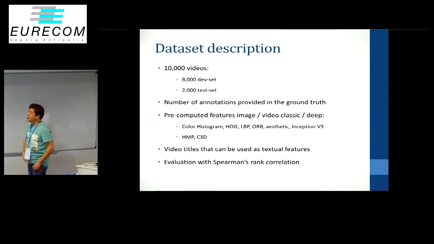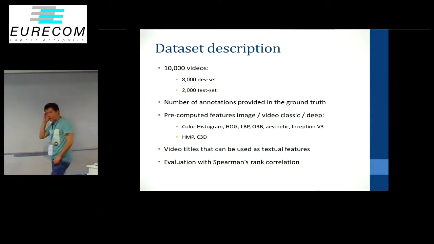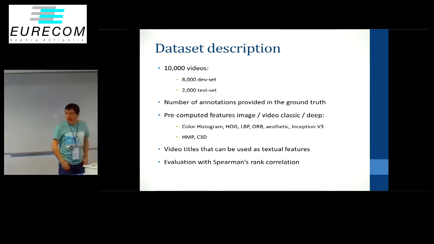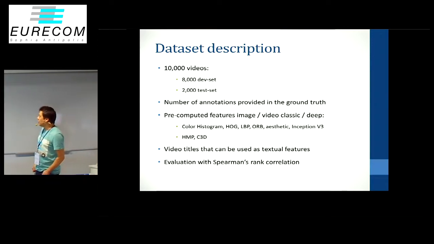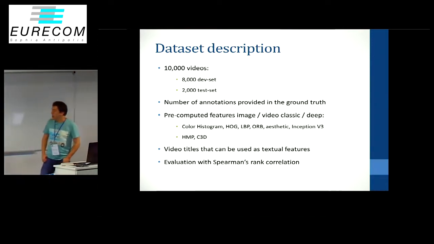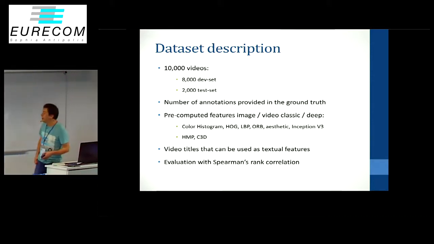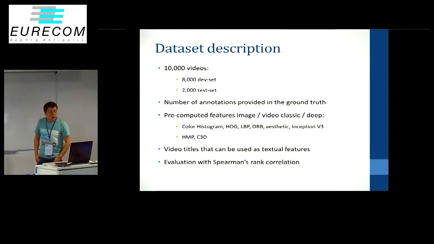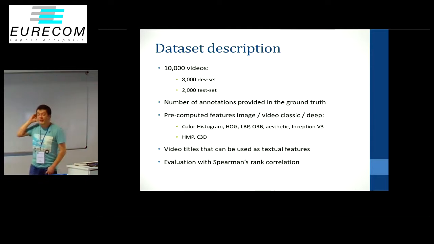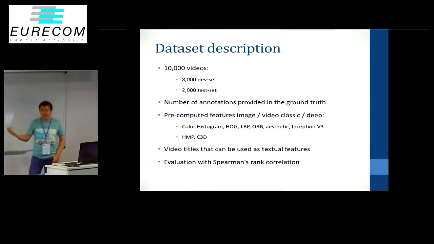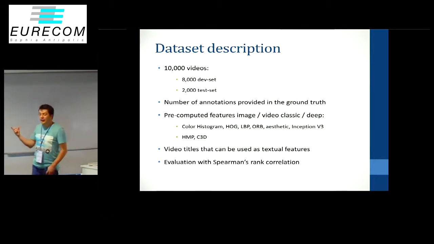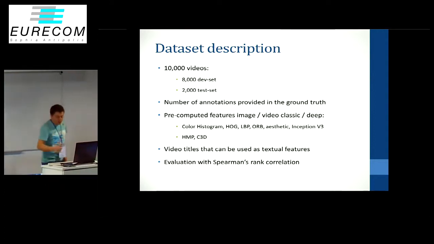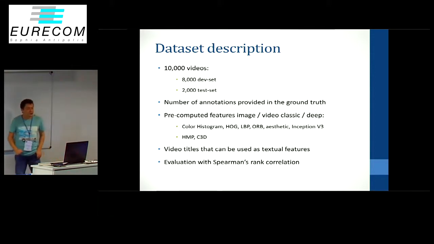We also provided a couple of pre-computed features. So we have some traditional image features, including color histogram, HOG, LBP, ORB, and aesthetic features, and some classic video features, extracting histogram of motion patterns. And we also provided some deep image features with the Inception v3 layer, and some deep video features using the C3D. Also, we provided some video titles that could actually be used as captions, as textual features. These video titles represent actually a high-level representation of what is going on in the video. So evaluation was carried out using Spearman's rank correlation.